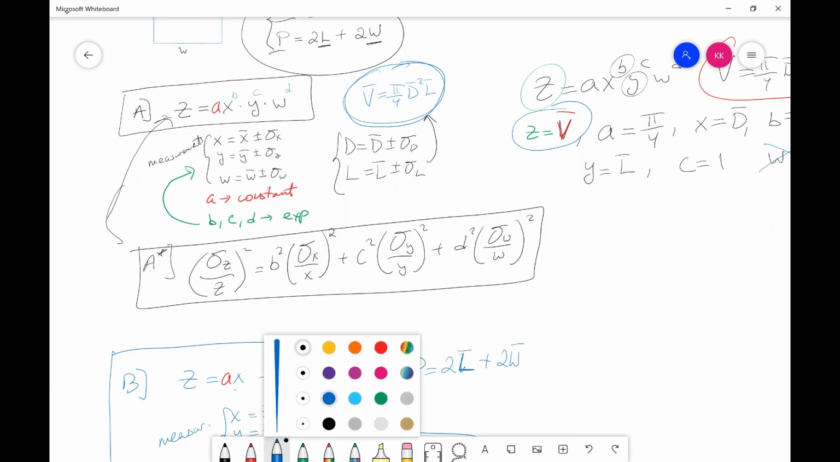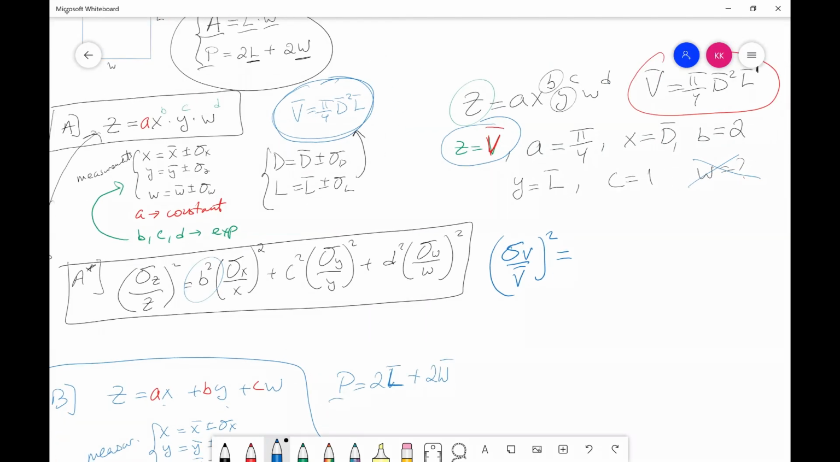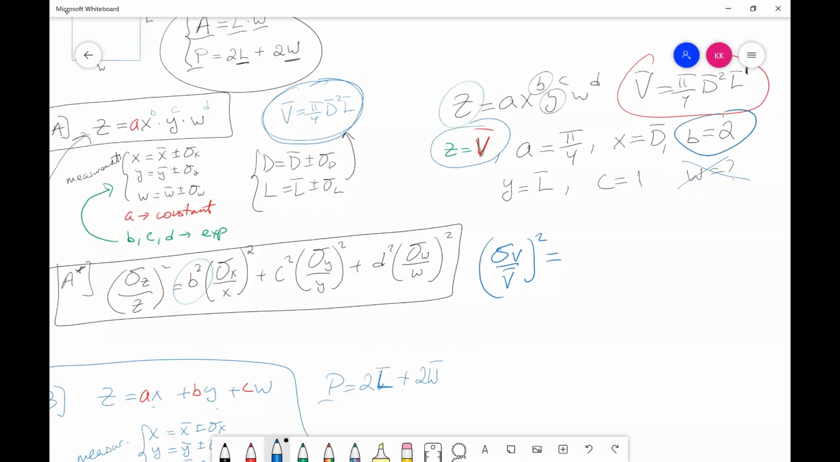So what we do is this. Sigma z over z becomes sigma v over v average, squared. Then here I have b squared. Then I come back and I can see that for my equation, b was 2, so it becomes 4. Then I have sigma x over x squared. Well, for me, x is the diameter. That means it becomes uncertainty of diameter over diameter average, squared.